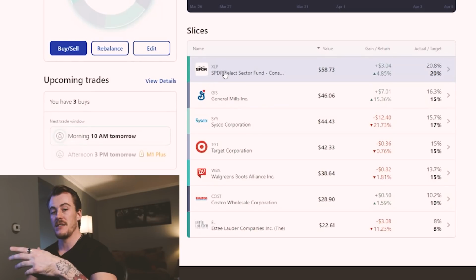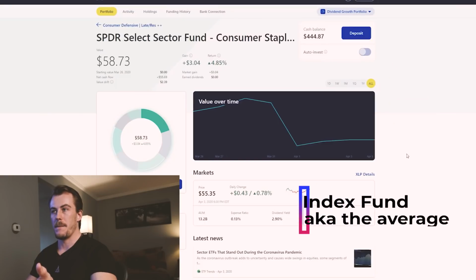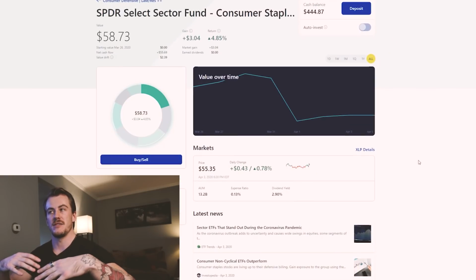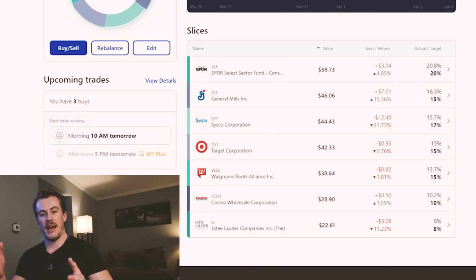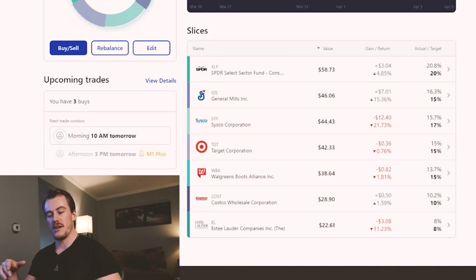So this is, again, an index fund. This is actually a fund that tracks the consumer staple defensive sector. I'm going to explain in a little bit how to fundamentally analyze stocks, but for newbies, for people that are brand new starting out, I highly recommend that you use funds in all of your portfolios. I have a fund in every single one of my pies.